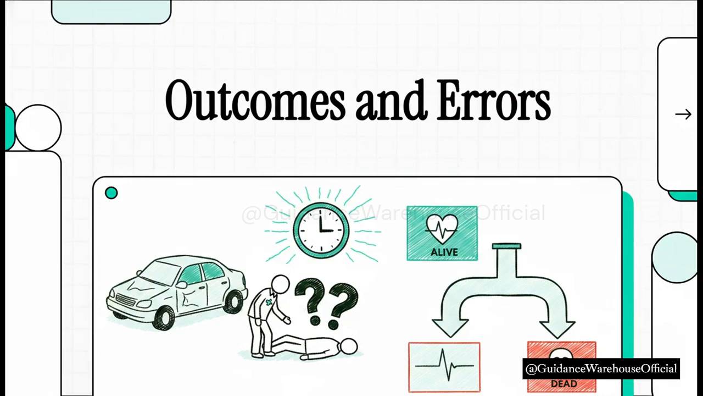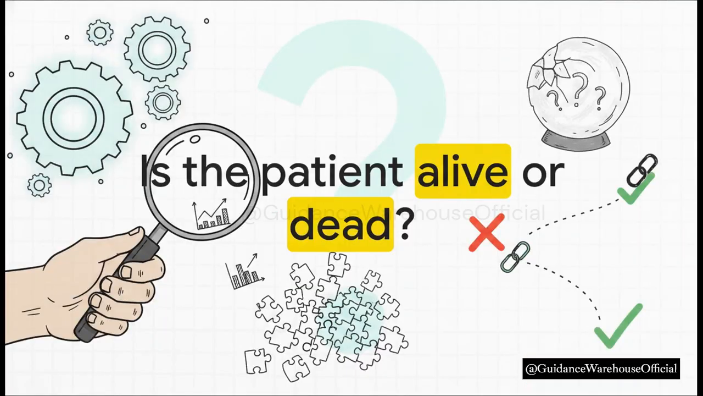Picture this. An accident victim is rushed into the ER, and the EMTs have to make an absolute split-second decision. Is this patient alive or dead? There's absolutely no time to run exhaustive labs. They have to act immediately based solely on the limited signs right in front of them. This right here is the ultimate high-stakes dilemma. You are forced to make a life-altering choice with incomplete information.